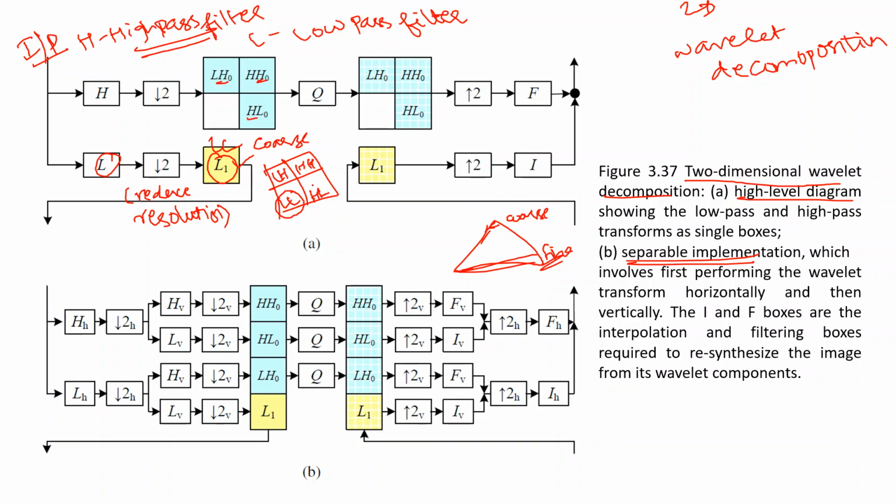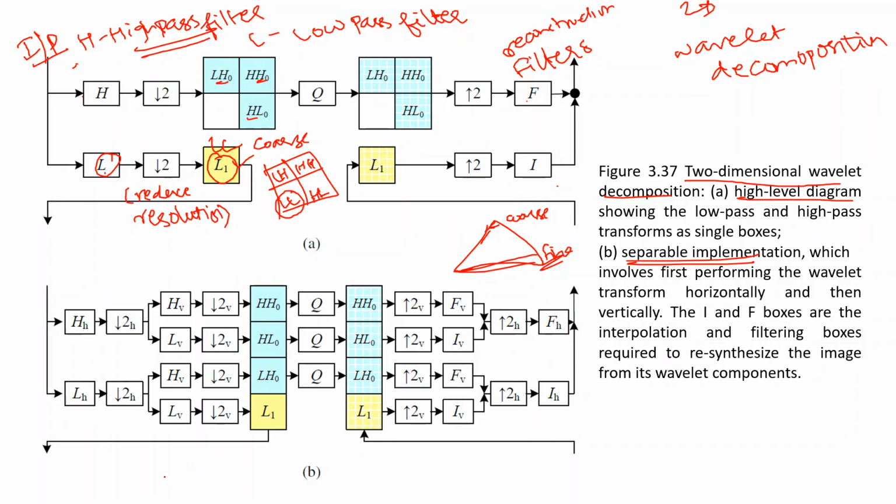So the right side of the image is the reverse pass. L1 upsampling and I and F. I and F are the reconstruction filters. H is always a high pass filter, L is a low pass filter, and I and F is also known as a filter in order to reconstruct the original images. Okay, so the right side of the image is a reverse process. It will result in the perfect reconstruction.